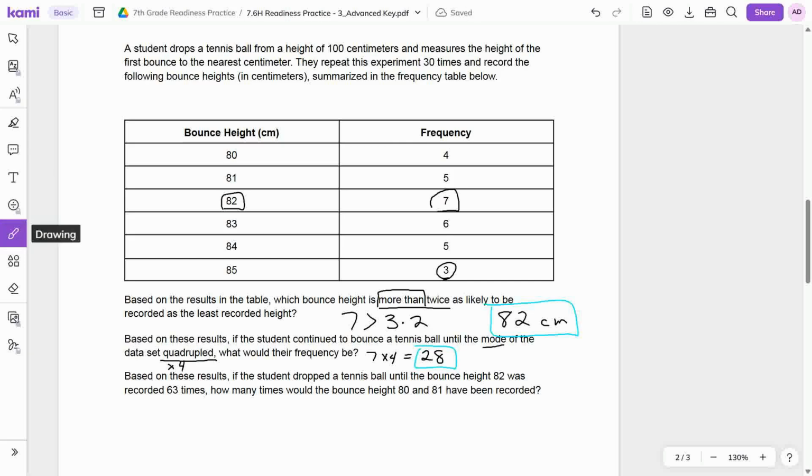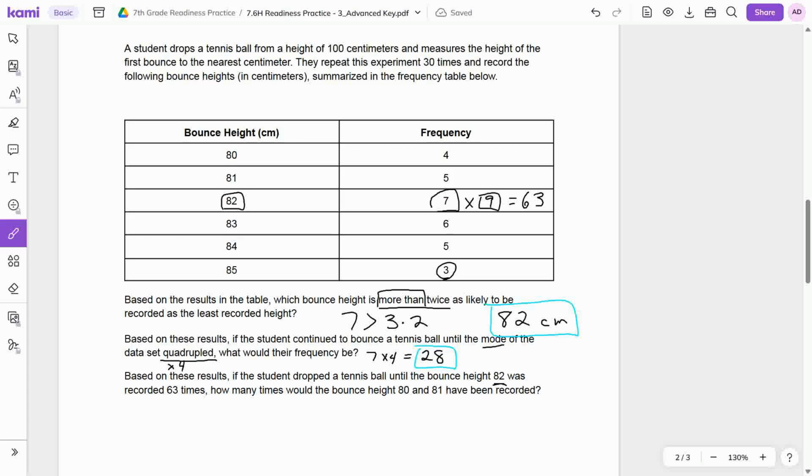And then finally, if the student dropped a tennis ball until the bounce height 82 was recorded 63 times. So our 82, we're back to that 82. We want to do that 63 times. So how many more sets would we need to do to get up to 63? Well, 7 times what makes 63? Hopefully we see that times 9.